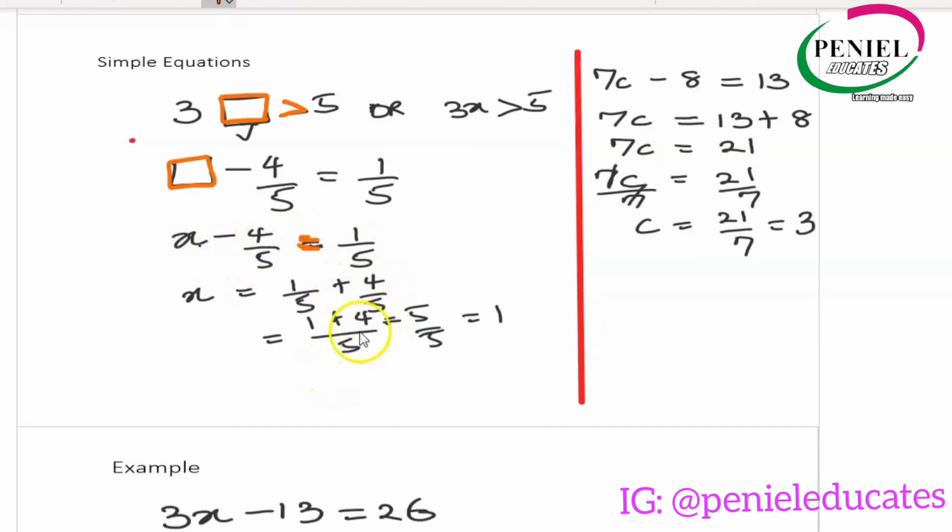Then you can do your normal arithmetic, find your LCM. This is 5, this is 1. 1 plus 4, 5 in here, that's 1, and 1 times 4, that's 4. So 1 plus 4 over 5 is going to give you a 1.